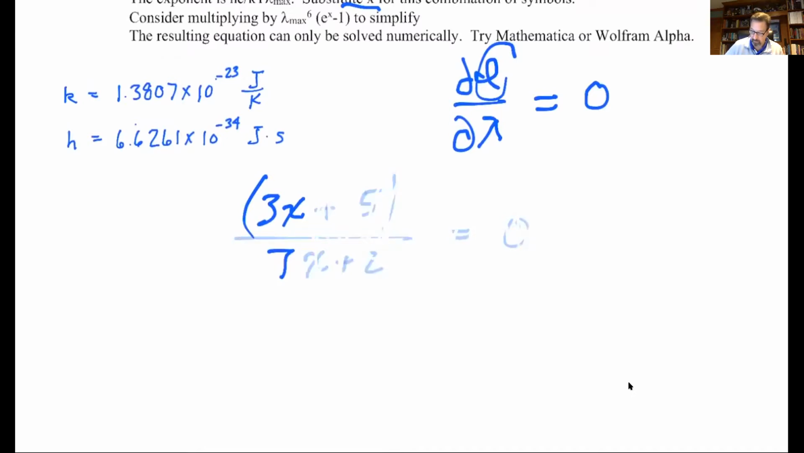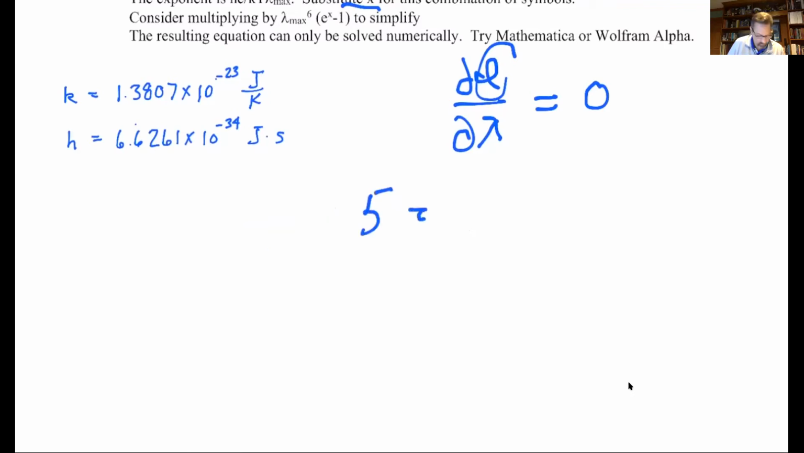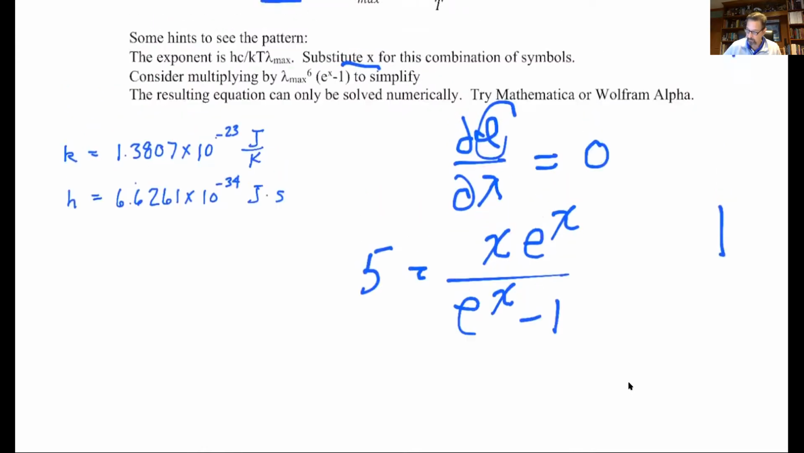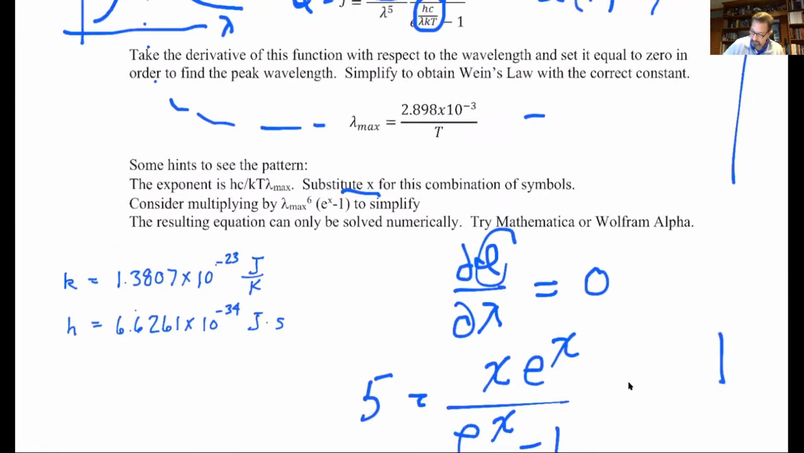The turning point problem in calculus: once you find the derivative and set it equal to 0, there's a lot of terms that don't matter. The bottom line is, if you have a ratio, the numerator being 0 makes the result 0. And in this particular problem, I'll just tell you what the interim steps should be. You're going to find that 5 is equal to x e^x over, of all things, e^x minus 1. Of course, x here is that substitution that I recommend you make. I always try to do that.